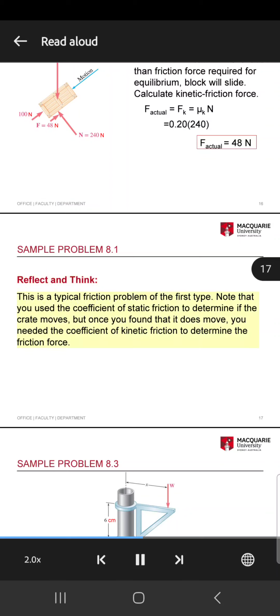This is a typical friction problem of the first type. Note that you use the coefficient of static friction to determine if the crate moves, but once you found that it does move, you needed the coefficient of kinetic friction to determine the friction force.